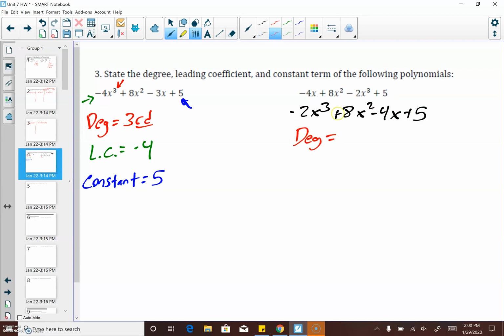Now I can do my degree just like before. Biggest exponent is a 3, so it's a third degree polynomial. Leading coefficient, well, now when it's in standard form, we have a negative 2 out in front. And then the constant, well, that stays the same as the other one. That's still going to be a positive 5.